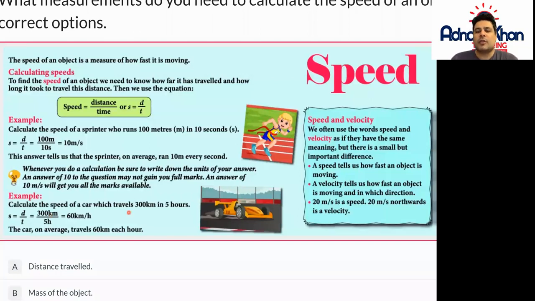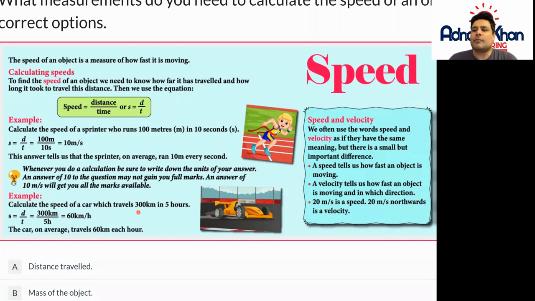Second example we've got here, right at the bottom, is calculate the speed of a car which travels 300 kilometers in 5 hours. Again, distance goes at the top, the time goes at the bottom. In this case, it'll be 300 kilometers divided by 5 hours, and that will give us an answer of 60 kilometers an hour. So the car on average travels 60 kilometers each hour.